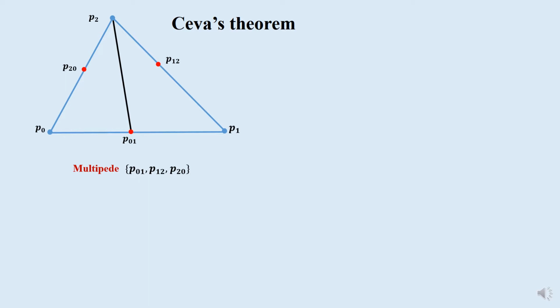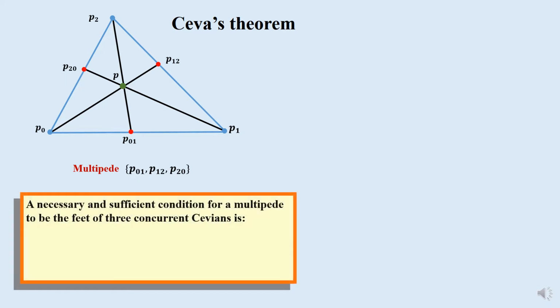Let's draw now the Cevians that go to P12 and P20. So here is a Cevian, and here is another Cevian that goes to P20. And so it happens that the 3 Cevians concur at one point, this point P. Ceva's theorem gives a necessary and sufficient condition for a multipede of 3 points to consist of the feet of 3 Cevians that concur at one point.